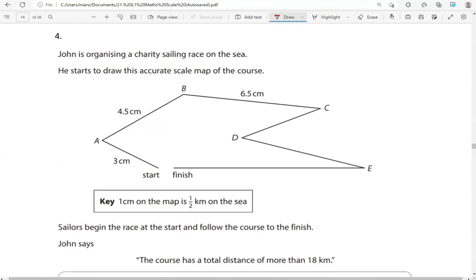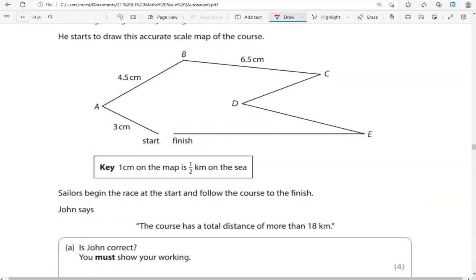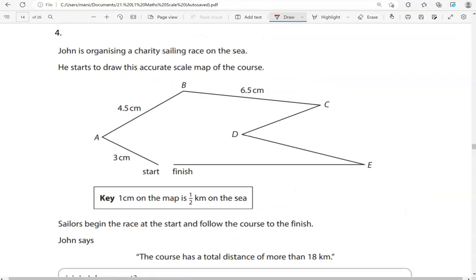John is organising a charity sailing race on the sea. He starts to draw this accurate scale map of the course. Key: 1 centimeter on the map is half a kilometer on the sea. Sailors begin the race at the start and follow the course to the finish. John says, the course has a total distance of more than 18 kilometers. Is John correct? You must show your working.